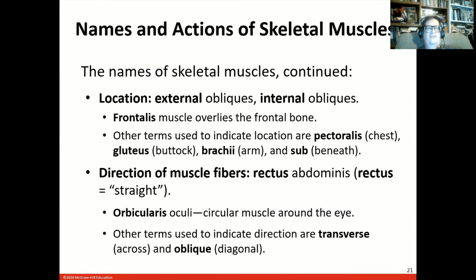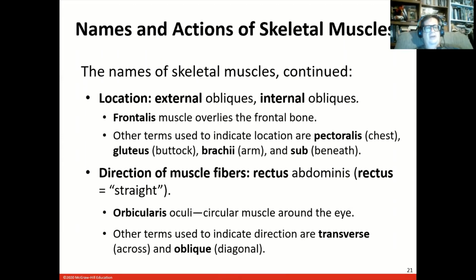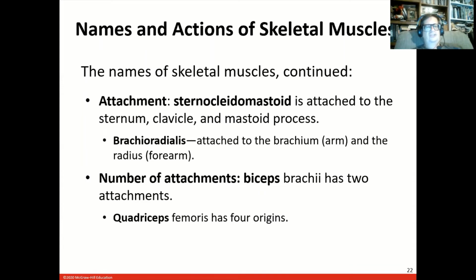Oblique, that means diagonal, so like your external obliques, your internal obliques. Transverse, yeah, these are straightforward names. So we can name things based on size, based on shape, based on location or direction. We could name them based on where they're attached. I already gave you that example.